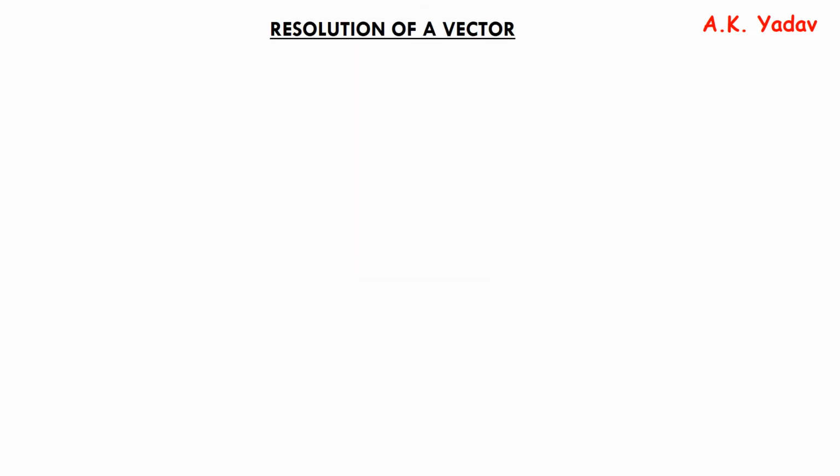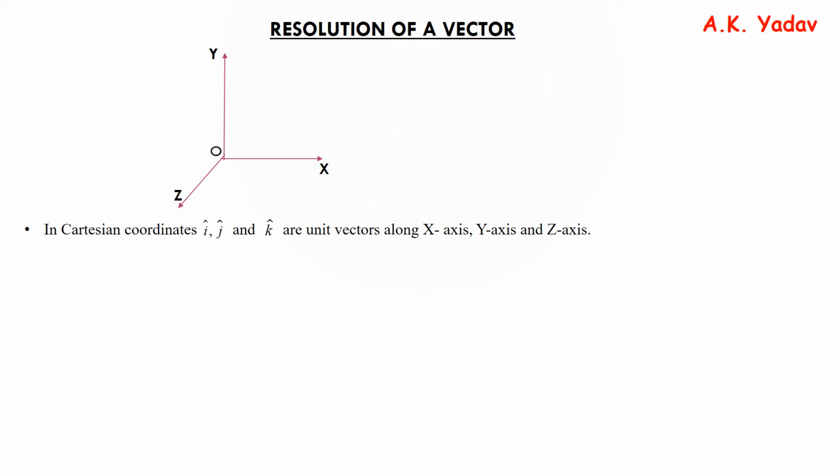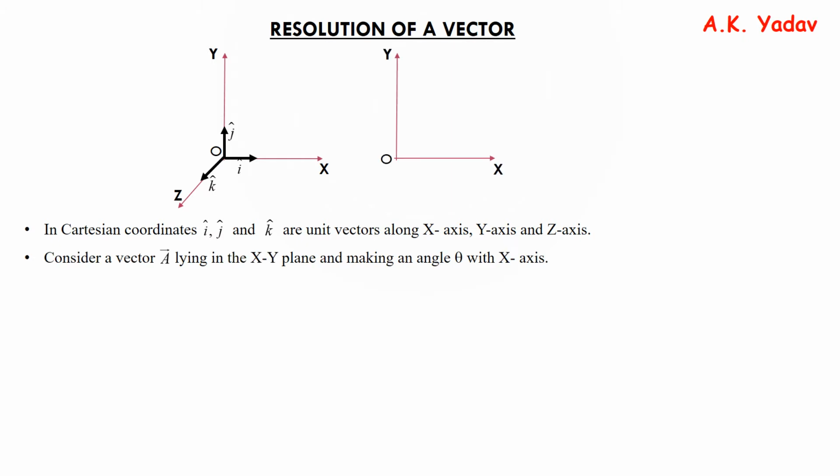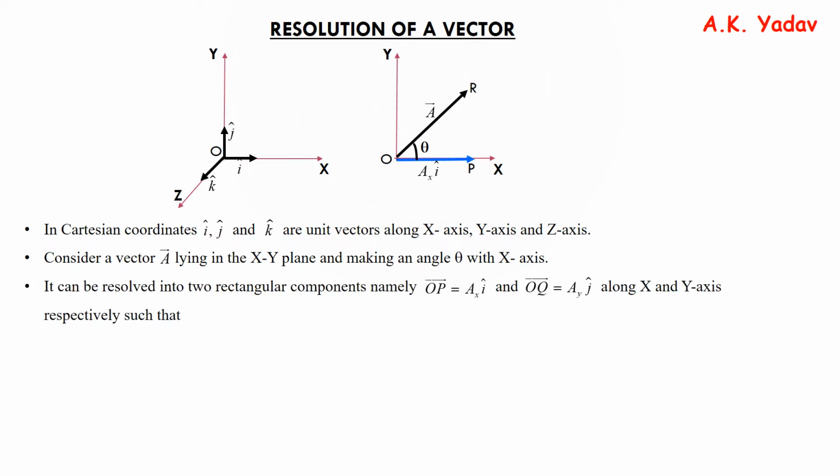Now, let us understand the concept of resolution of a vector. In Cartesian coordinates, i cap, j cap and k cap are unit vectors along x-axis, y-axis and z-axis. Consider a vector A lying in the xy plane and making an angle theta with the x-axis. It can be resolved into two rectangular components, namely OP equal to Ax i and OQ equal to Ay j along x and y axis respectively, such that vector A is equal to Ax i plus Ay j.